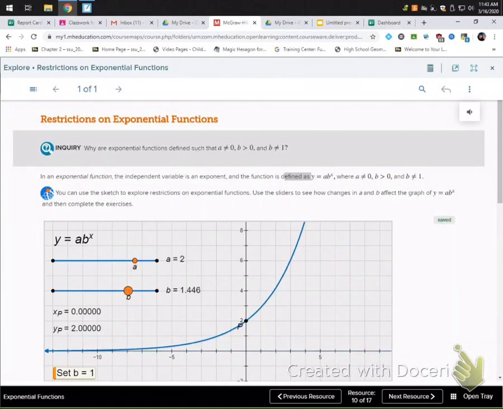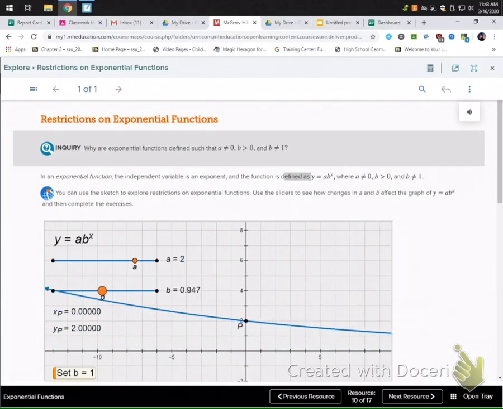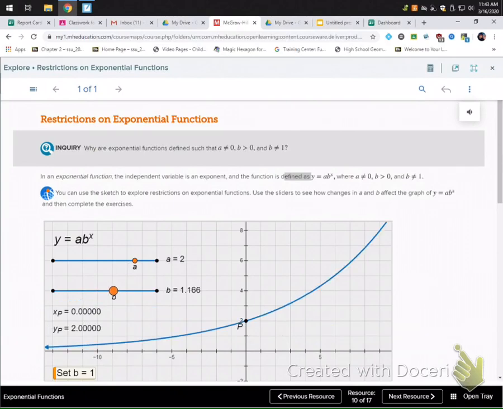Okay, and let's look at what happens when b is greater than 1. My function is growing exponentially. But when b is less than 1, it's decreasing exponentially. It's going down instead of up. So when we're on this side, it's not negative, but it's between 0 and 1, it is decreasing exponentially. But when it gets above 1, look at the change there, boom, there it goes. Now it is growing exponentially.